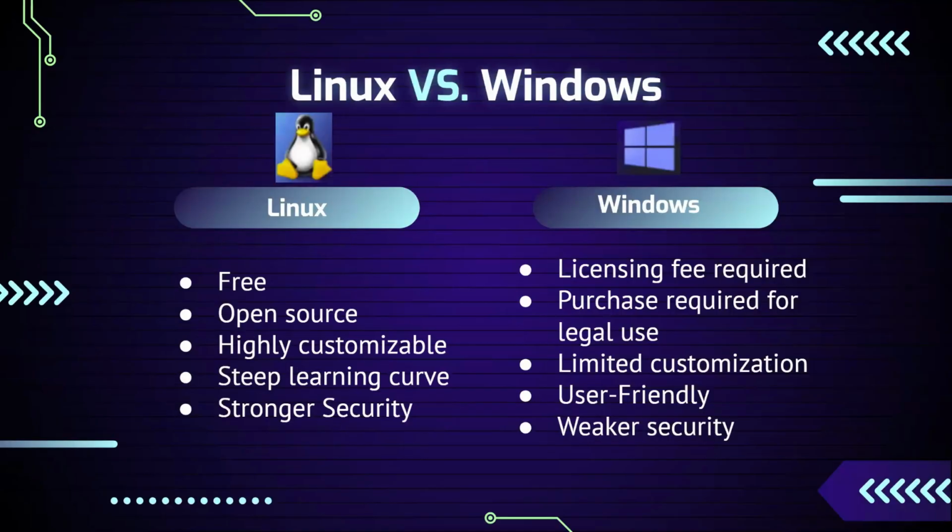So Linux versus Windows, the comparison. Windows, you usually need to buy a licensing fee. If you get a stock one without getting a third party one, this can cost like $120 or so. It should be pre-installed on computers, but on PCs specifically. Linux is free, 100% free from most sources. There might be a paid distribution method, but most Linux should be free. There's a purchase required for legal use. You have to buy Windows. It has limited customization.